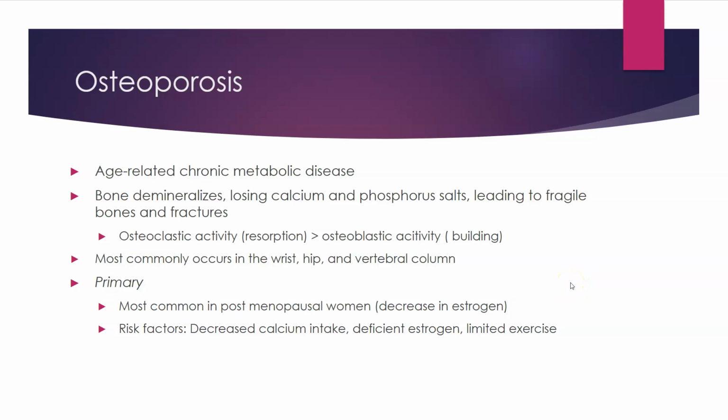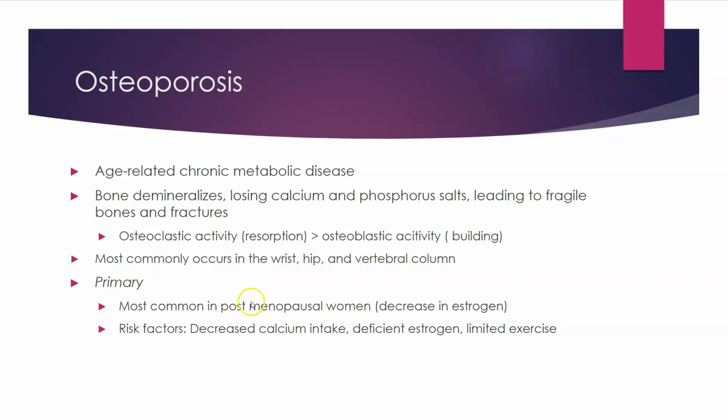Osteoporosis, I'm guessing most of you have heard of this one, but it's a chronic metabolic disease in which you get bone demineralization. You lose calcium and phosphorus, and then that causes fragile bones, and then usually leads into fractures. Within this, one of the first signs that you might see is a pathological fracture, especially of the hip. Basically what's going on is your body is reabsorbing the nutrients, especially the calcium and phosphorus, more so than it's building up the bone. And so you're going to see fractures of the wrist, hip, and vertebral column.